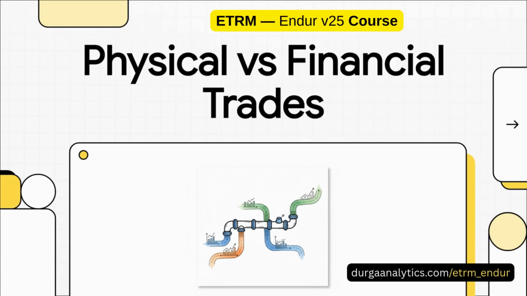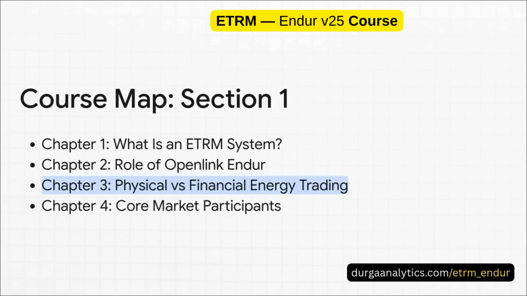So today, we're going to break down that absolutely critical distinction and specifically how a powerhouse system like OpenLink Endure masters both. Okay, before we really get into it, let's just quickly get our bearings. For those of you following along with our full 500-chapter program, we are deep in Section 1, which is all about the fundamentals of the market. And today, we're hitting Chapter 3, Physical versus Financial Energy Trading. I've got to say, getting this concept right is absolutely foundational. It's the bedrock for everything else we're going to talk about, from risk all the way to regulation.